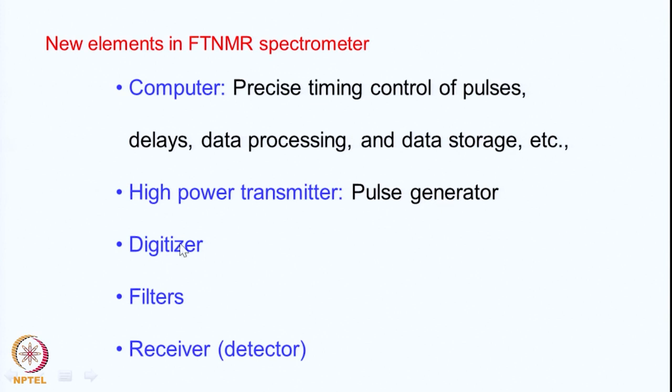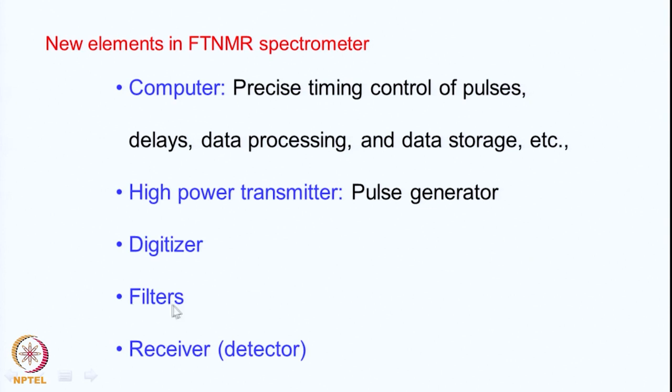Then we need a digitizer. Digitizer means the signal that comes out from the NMR sample is an analog signal, but we have to consider points, because you are now collecting data at systematically placed time intervals, and therefore we need the digitizer. The digitizer converts the analog signal into a digital signal. That means the signal will be a set of points as indicated earlier.